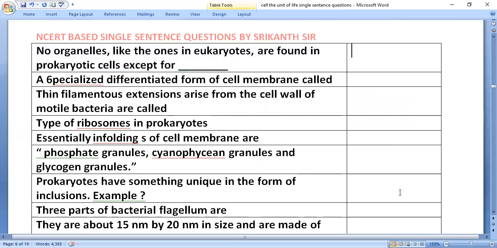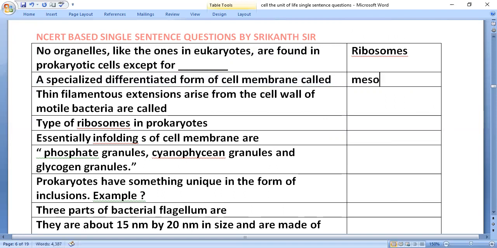No organelles like the ones in eukaryotes are found in prokaryotic cell except for ribosomes. A specialized differentiated form of cell membrane is called mesosome. Then thin filamentous extensions arising from the cell wall of motile bacteria are called flagella. Type of ribosomes in prokaryotes: 70S ribosomes are present in prokaryotes.